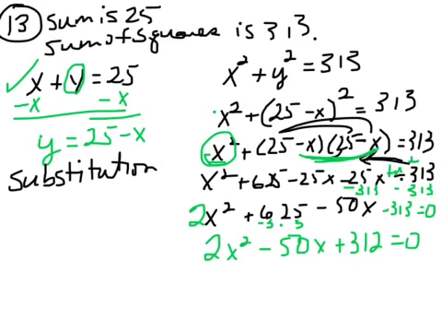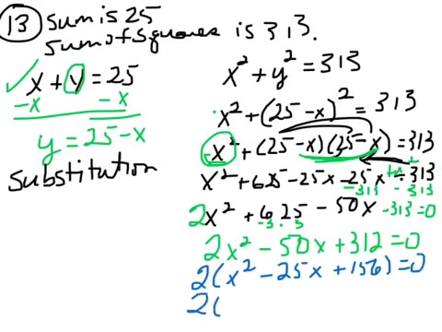Okay, so how do I factor that? Remember, when I'm factoring, the first thing I always check for is the GCF. So there's a 2 that'll divide out of all those. That makes it x squared minus 25x plus 156 equals 0. And so we've got to factor it.